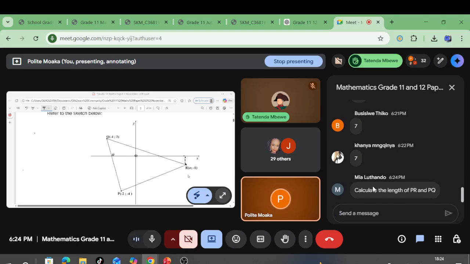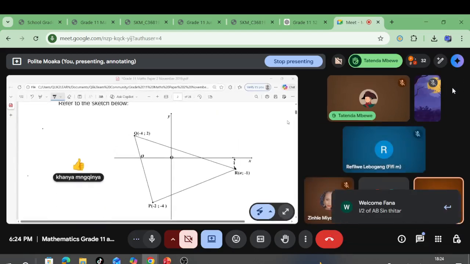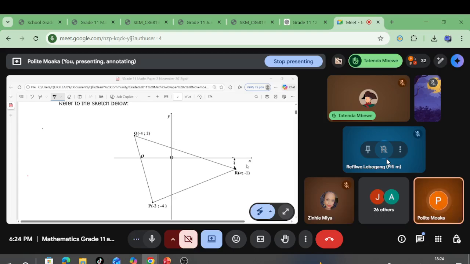Tandenda. Mbewe, I'm just gonna call you Mbewe, ne? Calculate the length of PR and PQ. Lutando says we must calculate the length of PR and PQ. What are you guys saying? Mbewe, I'm listening. You raised a hand. Half of a sine theta. Fana says half of a sine theta. What do you guys think?